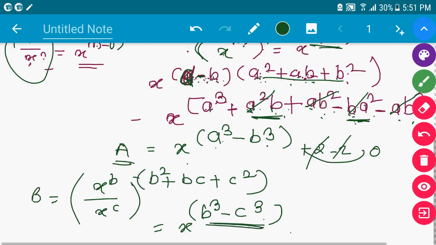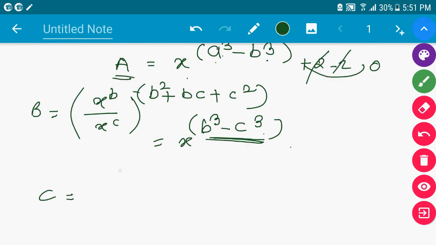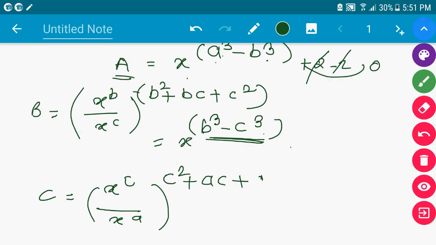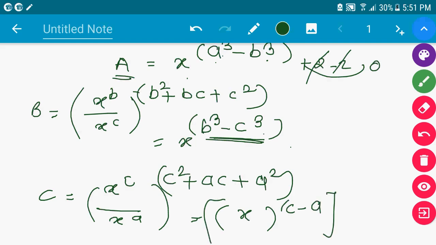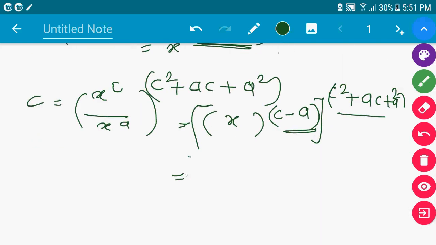And for the c, what we get? Our c is x raised to c upon x raised to a, raised to c square plus ac plus a square. So it becomes x raised to c minus a, raised to c square plus ac plus a square. So again, if we multiply this c minus a with c square plus ac plus a square, we get x raised to c cube minus a cube.